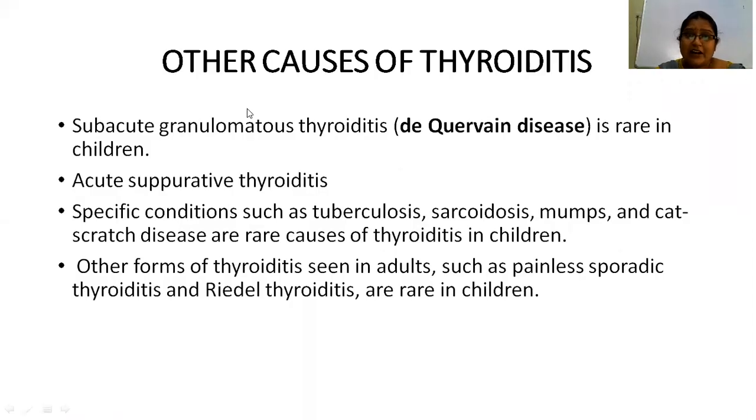And then these are other causes of thyroiditis. These are subacute granulomatous thyroiditis or de Quervain's disease. In this, initially there is hyperthyroidism, and then euthyroid, and then hypothyroid, and after a few months it comes to normal thyroid condition. Okay, it is after viral infection. There is fever and tenderness over the thyroid gland.